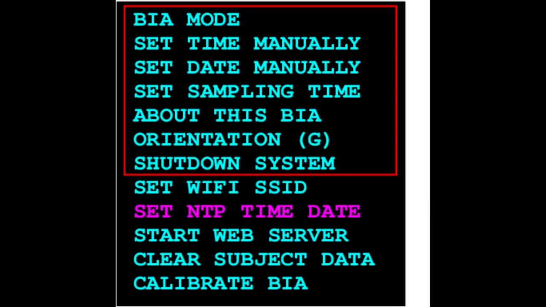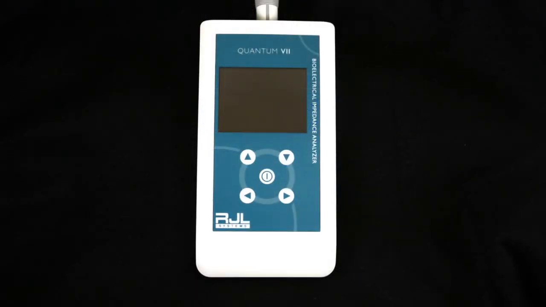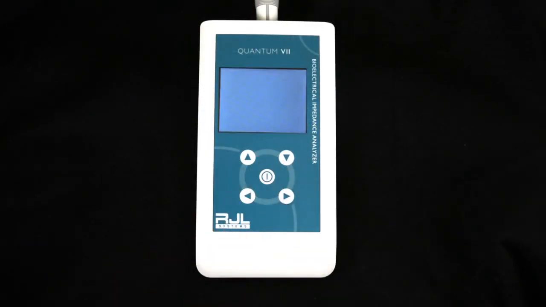The automatic setting of date and time to Internet time is done with the Set NTP Time Date menu option. This can only be done when the Wi-Fi bridge is connected to a switch or hub with the RJ45 cable. The Wi-Fi bridge is now an Internet router.